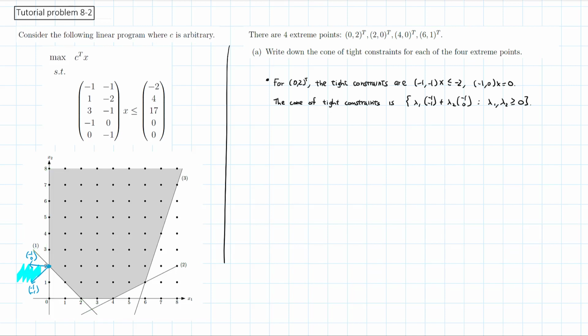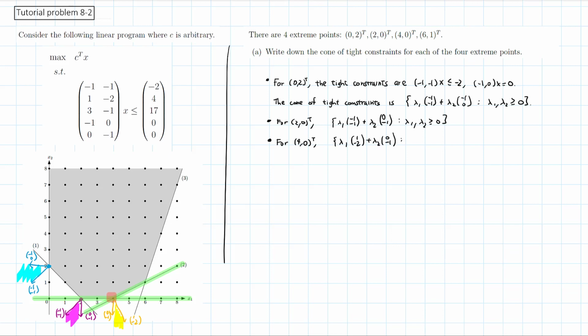And we can do a similar thing for the other three extreme points. For (2, 0), we have the cone generated by (-1, -1) and (0, -1). For (4, 0), we have a cone generated by (1, -2) and (0, -1). And for (6, 1), we have a cone generated by (1, -2) and (3, -1).